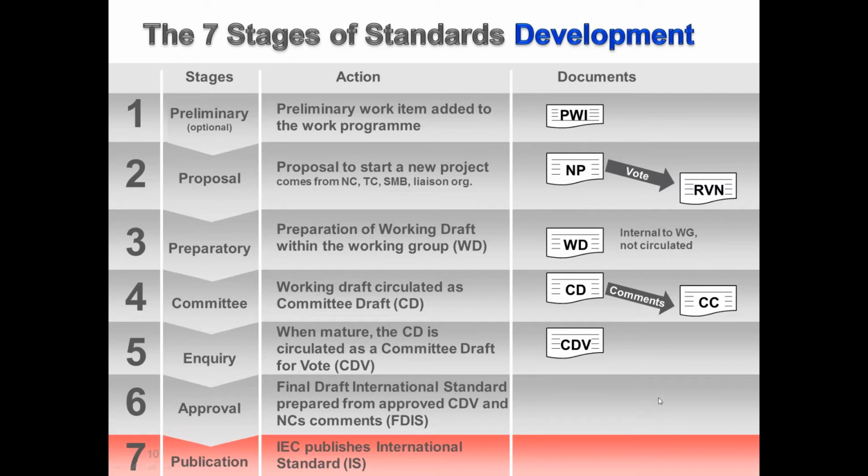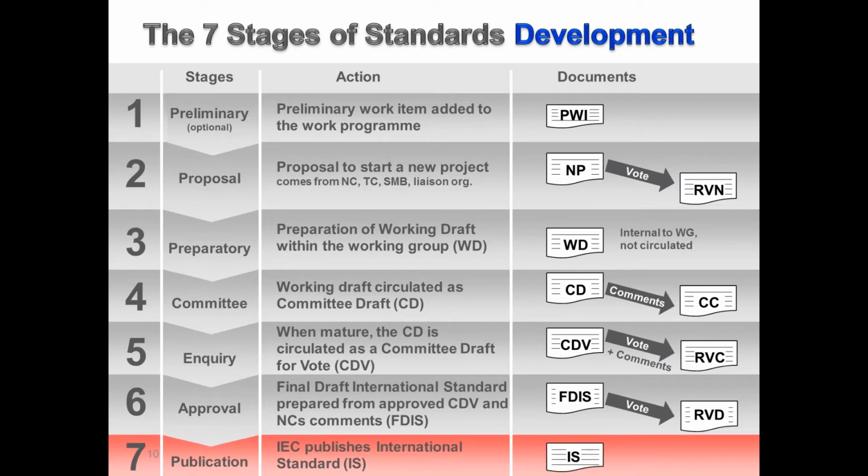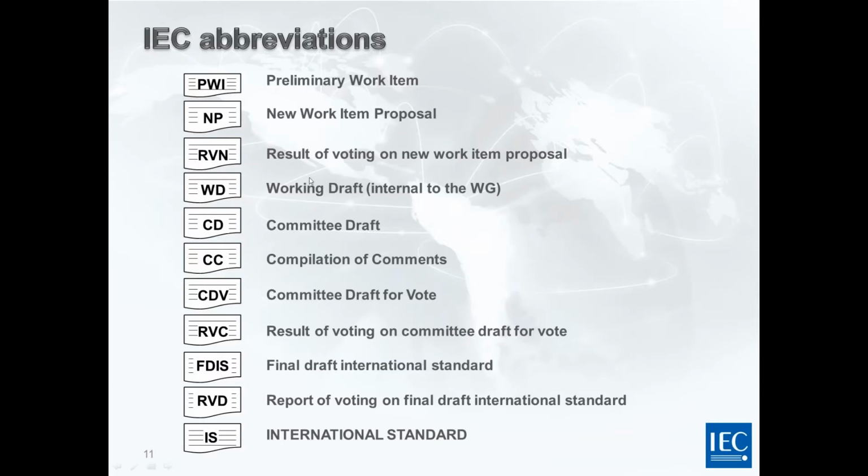So there we have quite a few documents, and all these documents have abbreviations. Just to make things clear, I remind you that all these codes are some kind of specific language, but we get used to it. And here you have the NP, which is the new work item proposal, and so on. This PowerPoint can also be downloaded from the webinar, so if you want to keep all these explanations and definitions for the abbreviations, you have them here recorded.